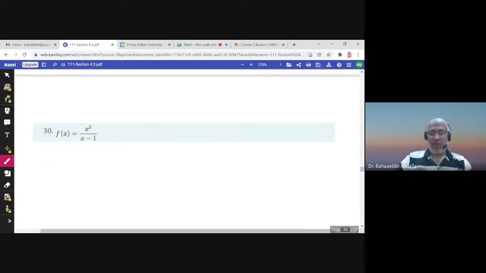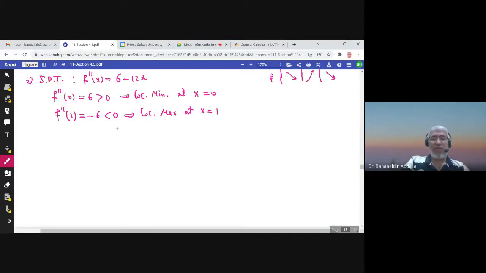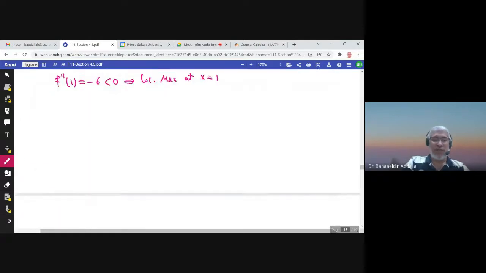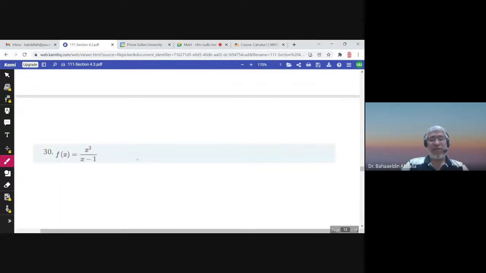Let us check now question 30. Same, find local maximum and local minimum using the first derivative and the second derivative tests. So let me first use the first derivative test. For that, we need to find f prime of x. And for this function, I have to use the quotient rule. The derivative of x squared is 2x times the denominator. The derivative of the denominator is 1 times the numerator. I have 2x squared minus x squared, that's x squared minus 2x.